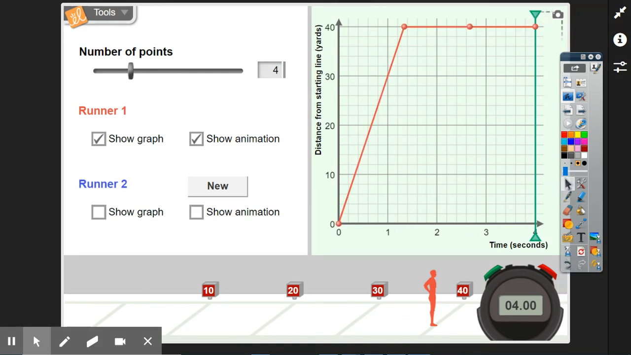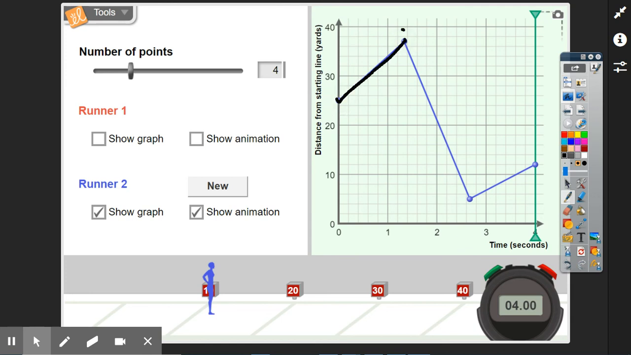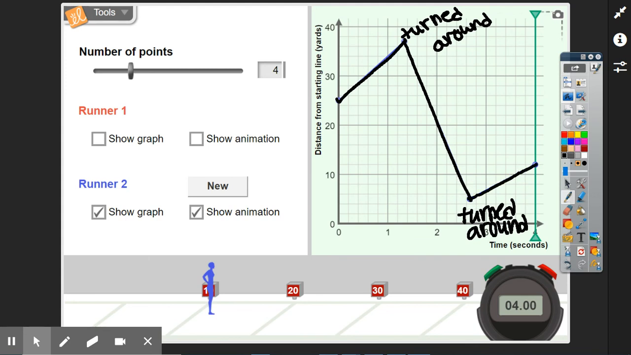So let's take away our red runner and add our blue runner in. So our blue runner, what she did is she started at 25 yards. She went one direction at a steady pace, stopped, turned around, went a different direction at a steady pace, stopped, turned around again, and went another direction at a steady pace.